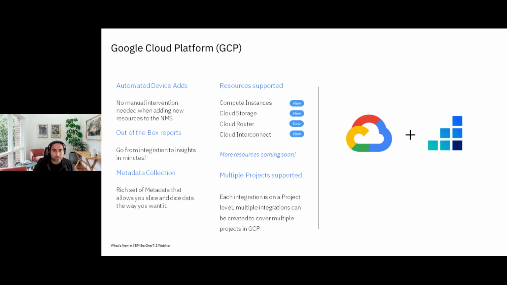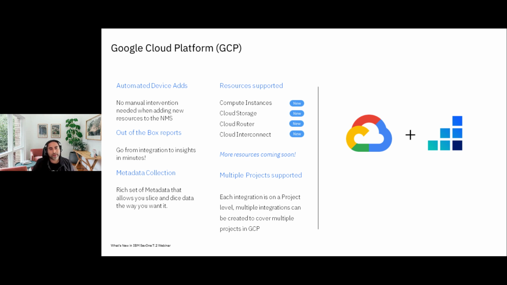In the initial get-go for the public preview, we are supporting 4 different resource types: compute instances, cloud storage, cloud router, and cloud interconnect, something many network engineers would like to focus on. And we're quickly going to follow it up with many more resources. So if you have more resources of interest, do submit idea requests at ideas.ibm.com. The plugin is built such that we can easily add new resources quickly.